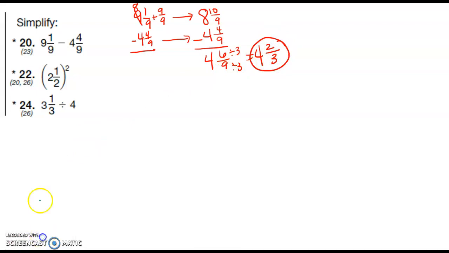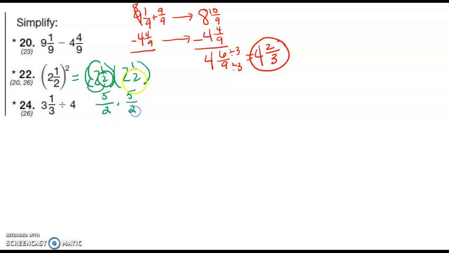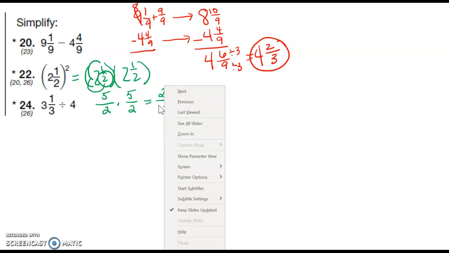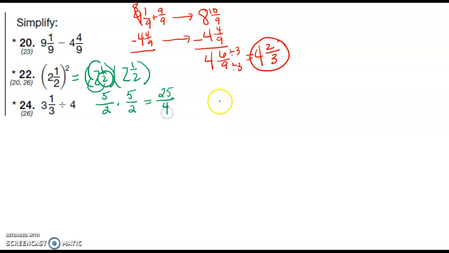Let me change colors here. And I know that 2.5 squared is 2.5 times 2.5. So I'm going to have to do my popcorn here. So 2 times 2 is 4, plus 1 is 5, all over 2 times, and this is going to be 5 over 2 as well, since they're the same. 5 times 5 is 25. 4 times 4, I'm sorry, 2 times 2 is 4. Getting ahead of myself. And then if I divide 4 into 25, I think we got 6 and 1/4. That's a 4, kind of.